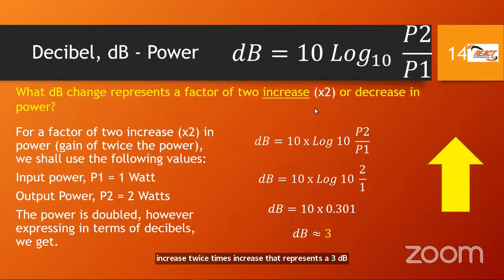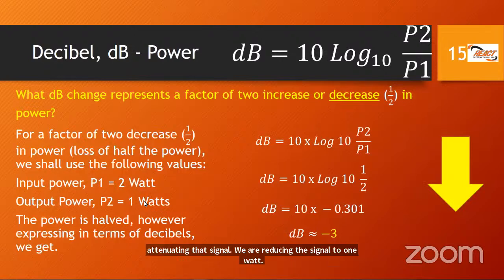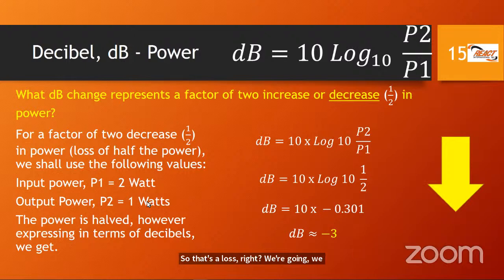But let's do the same question now, but work the decrease and see what number we get. So what we are doing now is reducing the power by half. We're starting out with a simple number of 2 watts, and then we're halving that to 1 watt. That's a power decrease. The input power is 2 watts, but we are now attenuating that signal, reducing it to 1 watt. So that's a loss. We're starting off with 2 and ending up with 1, so that's certainly a decrease.